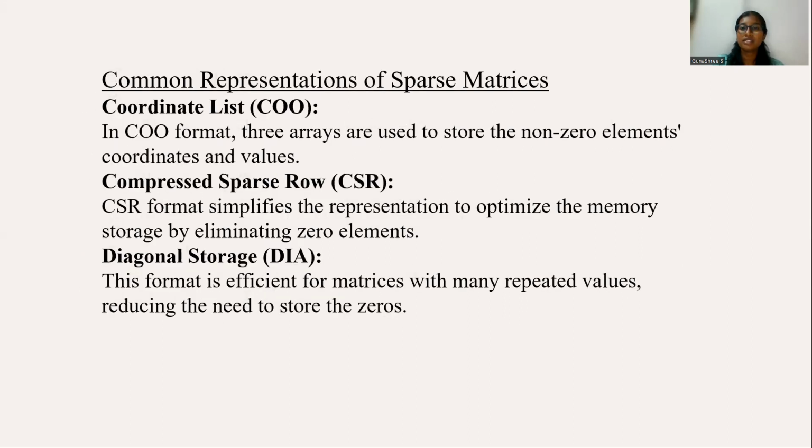Moving on to the common representations of sparse matrices. The first one is the coordinate list, commonly called COO. Here three arrays are used to store the non-zero elements: coordinates and values. Compressed sparse row, CSR, simplifies the representation to optimize memory storage by eliminating the zero elements already present in the matrix. Diagonal storage, referred to as DIA, is efficiently used in matrices with many repeated values, as it reduces the need to store the zeros.